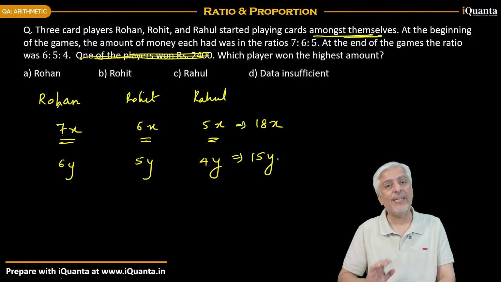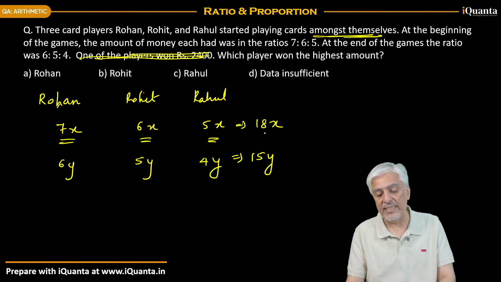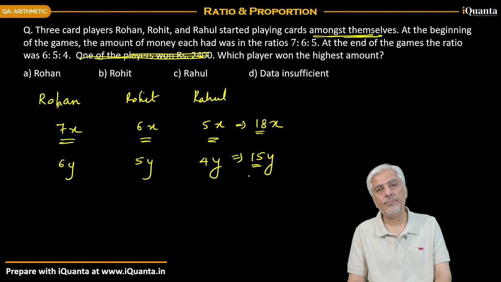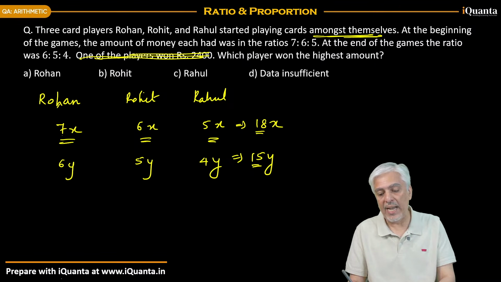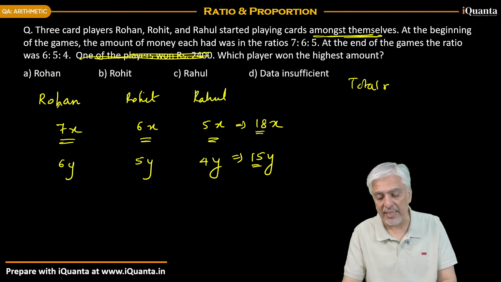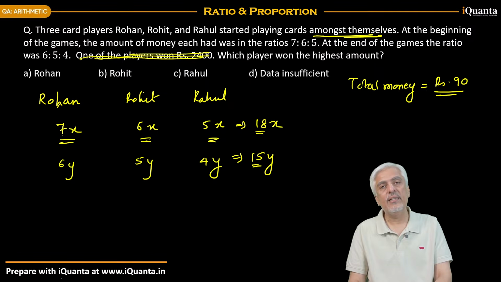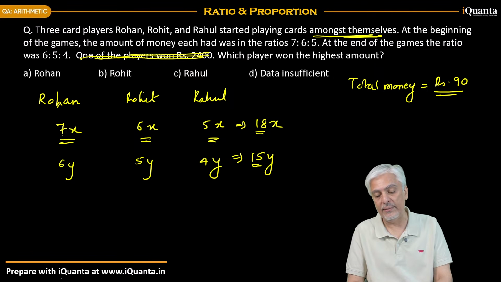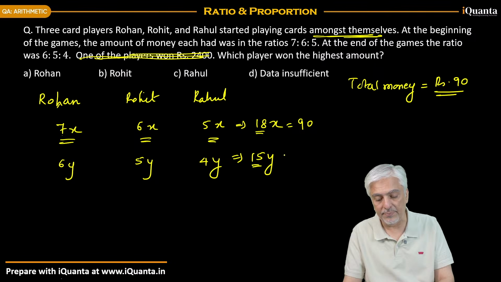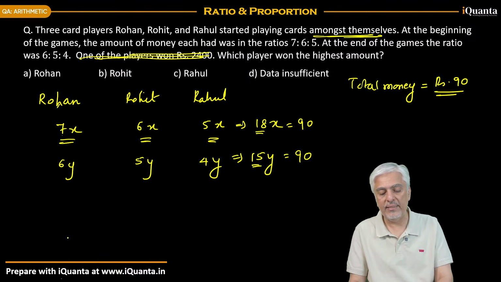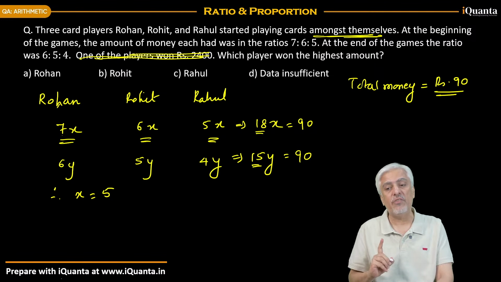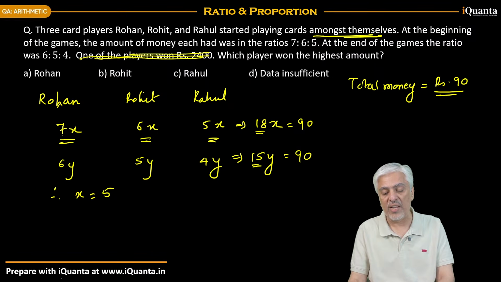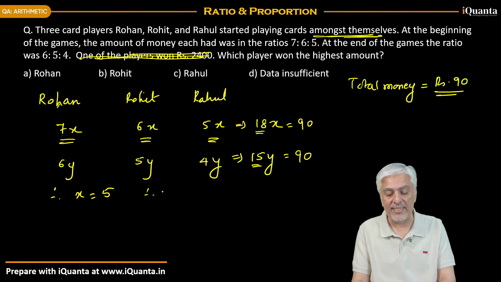How would I do this question? Everybody pay attention. What is the LCM of 18 and 15? I think 90. I would say let the total money between all of them be rupees 90. So 18x is also 90 and 15y is also 90. Therefore, x is 5. Everybody will pay attention when I'm explaining a difficult sum. 18x is 90, so x is 5. 15y is 90, so therefore y is 6.